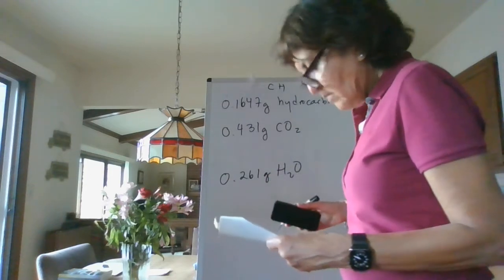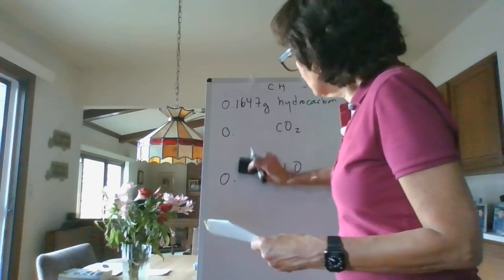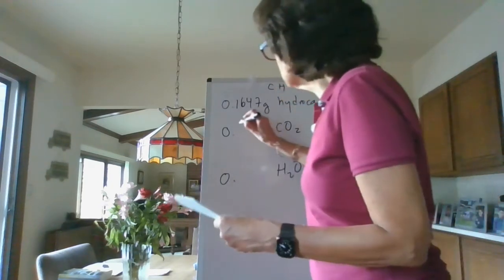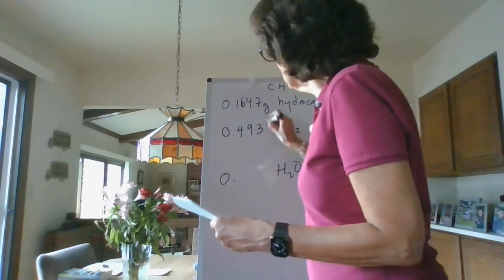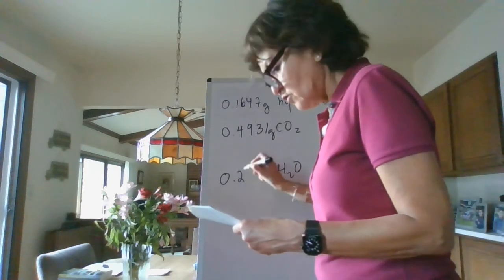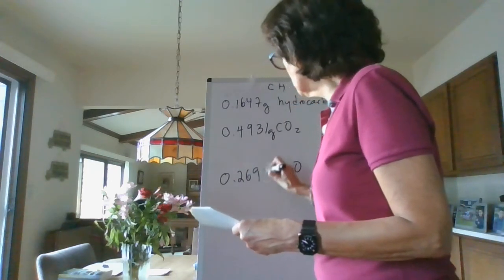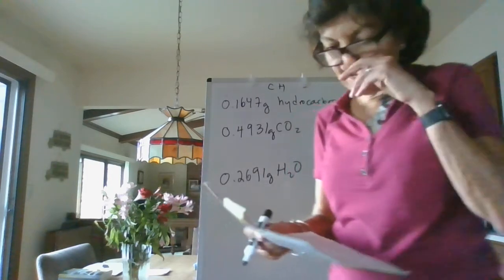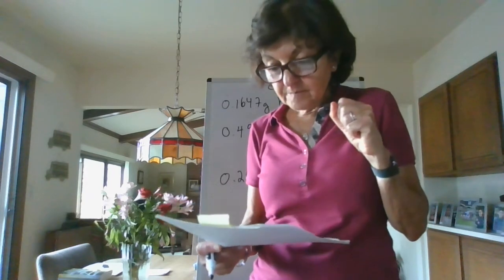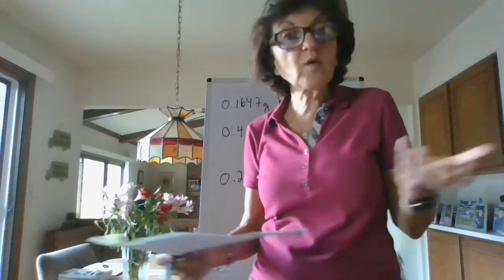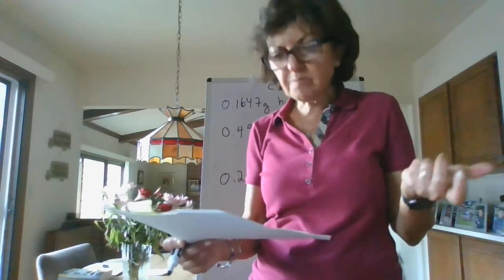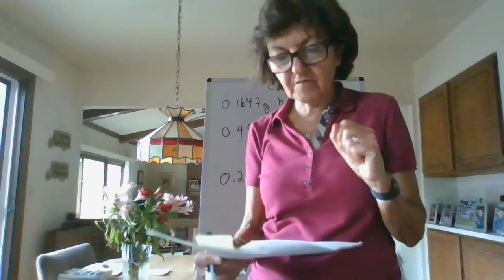Okay. Guys, I am so sorry. It will help if I actually can read properly and write my numbers properly. So this is 0.4931 grams of carbon dioxide, and this is 0.2691 grams of water. I don't know why I wanted to eliminate the 9 from both of them. Okay, so the question is, what's the formula? Actually, they want to know the empirical formula of this thing.